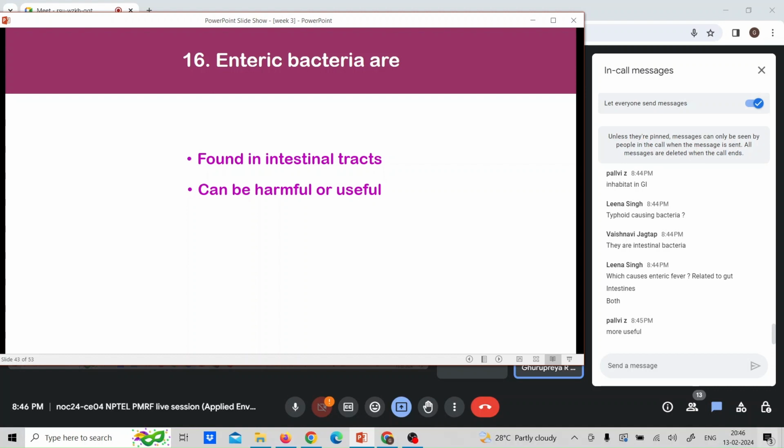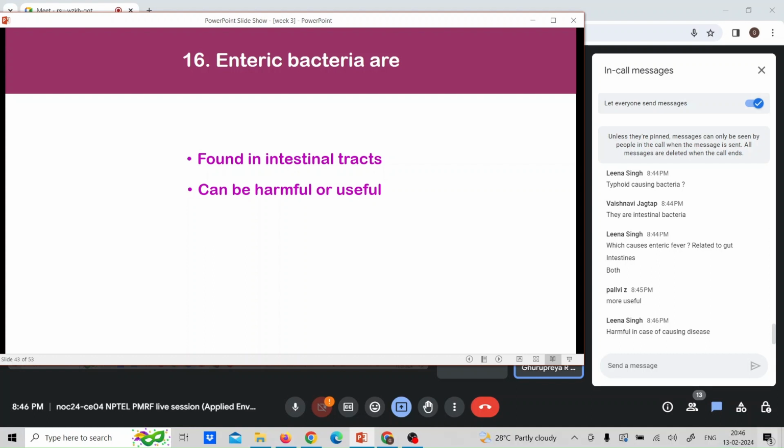More useful, okay. Right. So that was the whole purpose of this kind of question, just to make you think in a certain way so that you don't approach a particular question in a very defined manner, okay? The way in which you connected enteric bacteria from typhoid, enteric fever, to getting to know what it means. And now this answer: it can be harmful, useful, both.